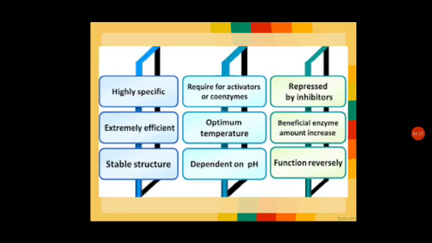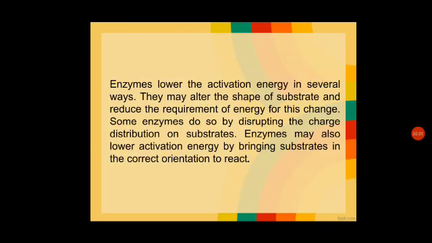Here you can see that different enzymes have different characteristics: they are highly specific, they are extremely efficient, they have a stable structure, they are dependent on pH, they depend on temperature, and they require activators or coenzymes. Many other characteristics of the enzyme we will discuss further.